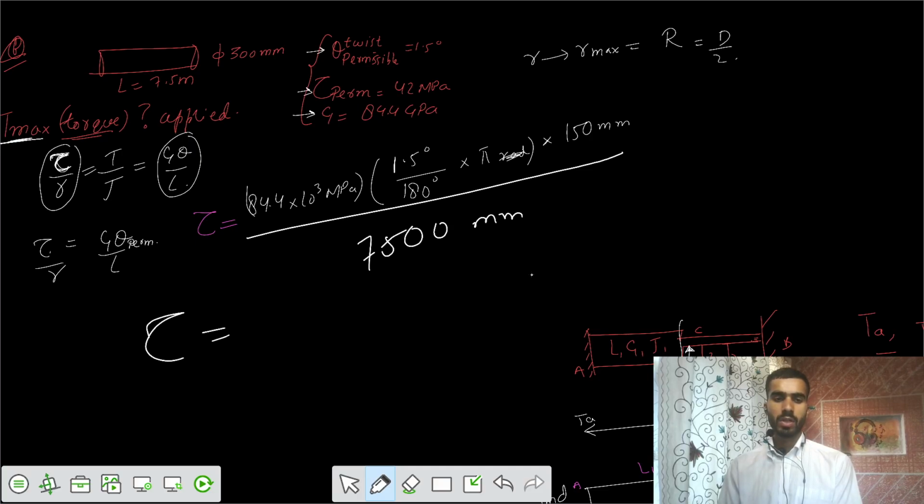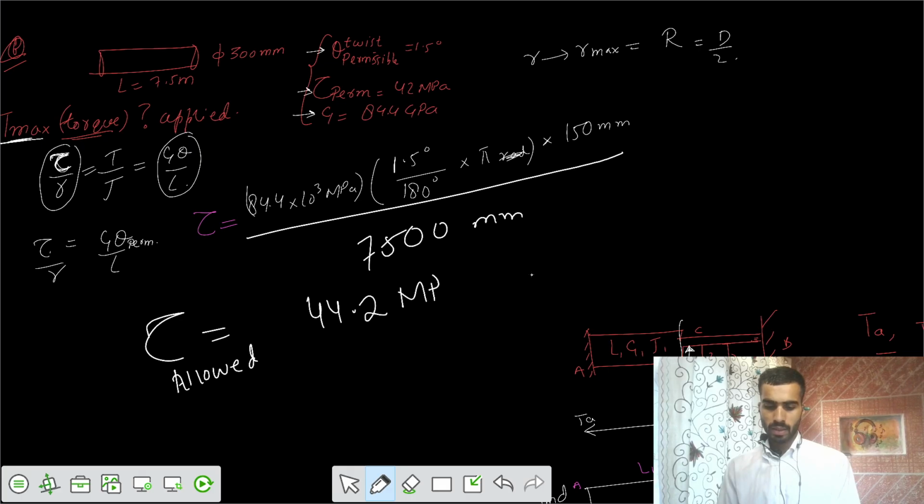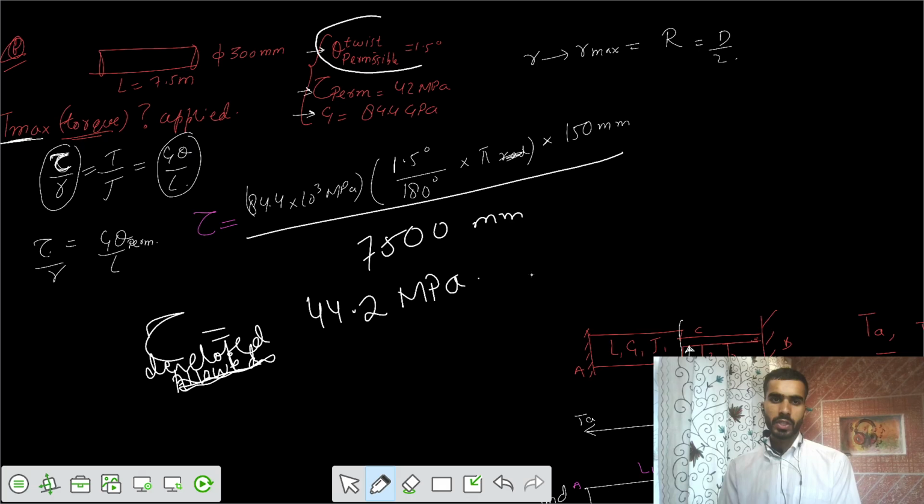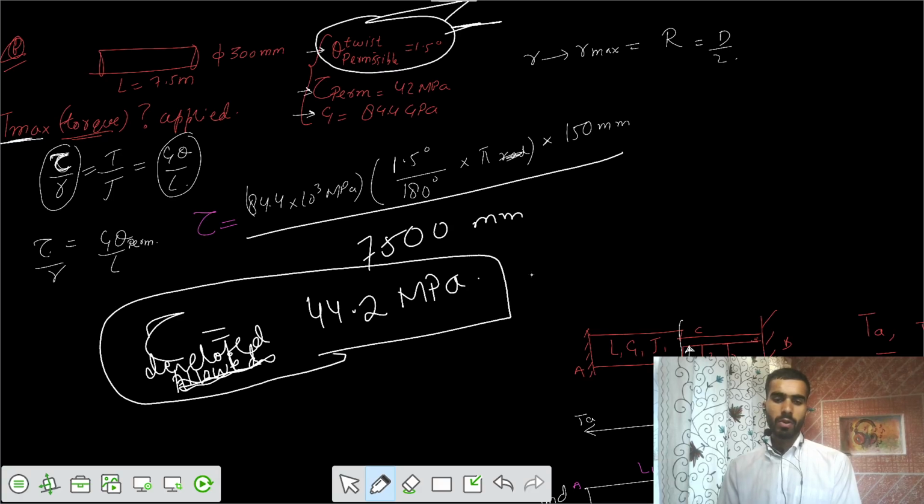It would be equal to the tau that can be allowed. I would write tau allowed. How much tau can you allow? That would be equal to 44.2 megapascal. So that means we can say that the shear stress developed at the permissible angle of twist is 44.2 megapascal.